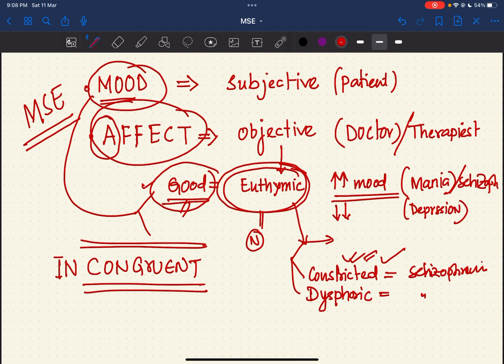So we have to understand the mood is a subjective phenomenon told by the patient, affect is an objective phenomenon seen by the doctor or therapist, and mood can be he may feel good or bad, right? Or he will say okay. Then we have to see the affect whether it is going with the mood or not. If mood and affect are the same, like mood is good and affect is euthymic, then we call it congruent. But if patient says he feels very good, but you see his face is constricted, dysphoric or irritable, that means it is not going in the same direction. In that case we will call it incongruent, that is mood and affect are incongruent to each other.